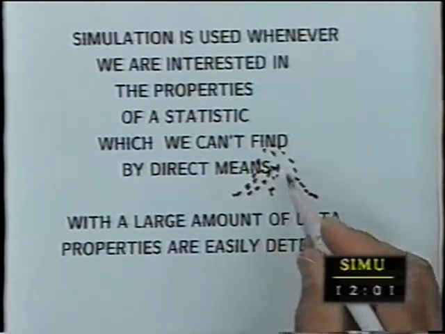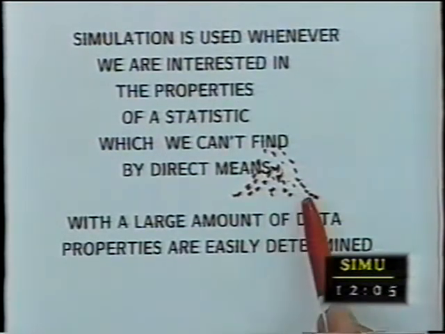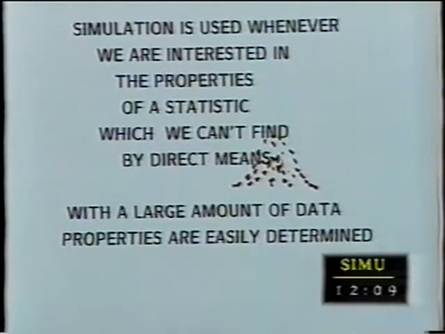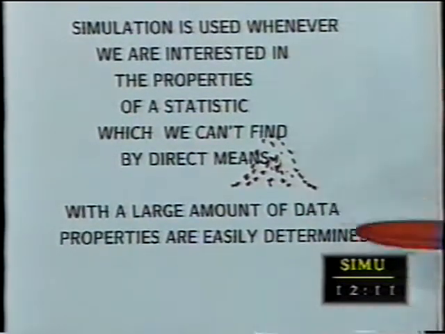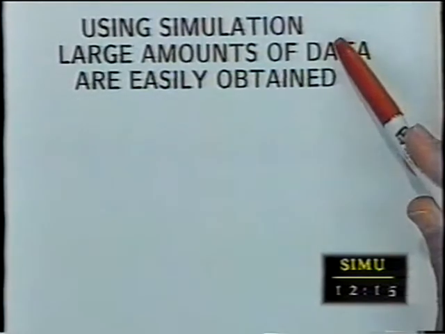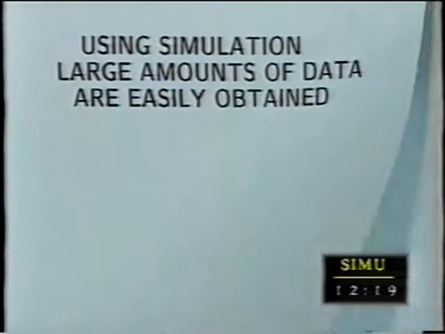Now, 1,000,000 is pretty long run. And with 1,000,000, I can get to 3 or 4 decimal places, and that's probably good enough. And I essentially will have the center pretty close to it with a lot of data. So using simulation, large amounts of data are easily obtained, and with large amounts of data, I know that I can get the results I want.